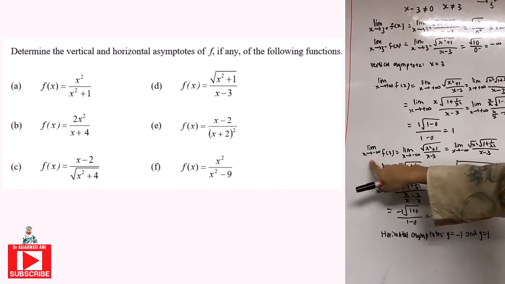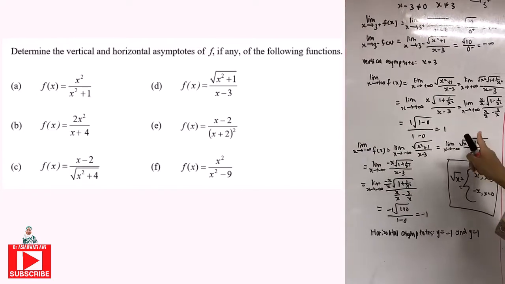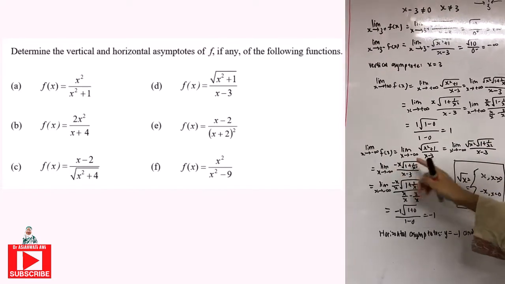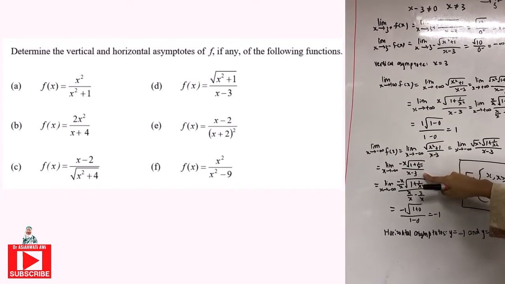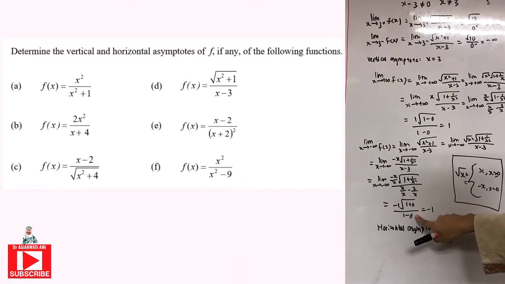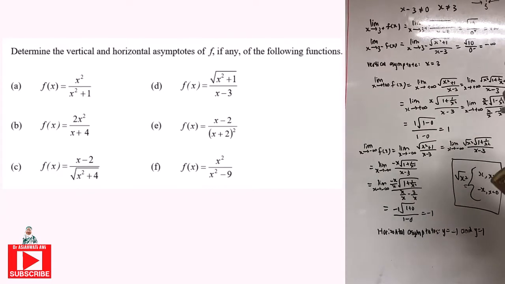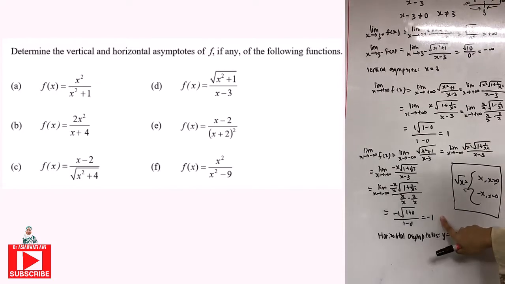Then for the limit as x approaches negative infinity, the square root of x squared becomes negative x, and we divide by the highest degree of the denominator. We will get negative 1 times the square root of 1 plus 0 over 1 minus 0, so it equals negative 1. So the horizontal asymptotes are y equals 1 and y equals negative 1.